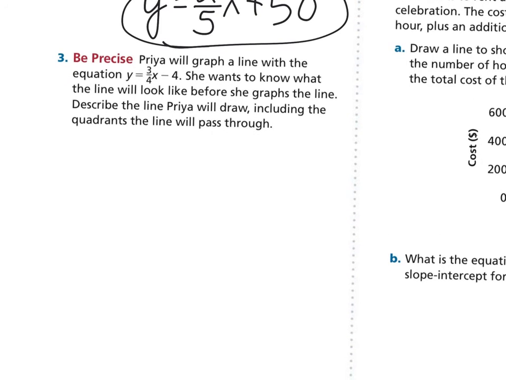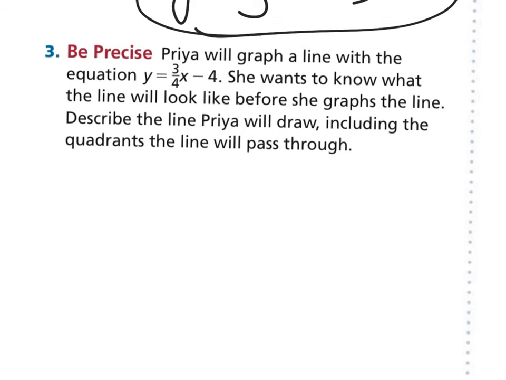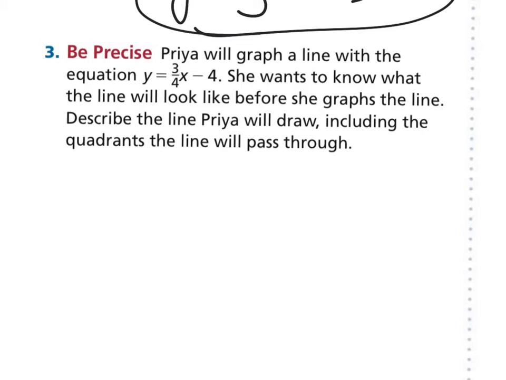Number 3, Priya will graph a line with the equation y equals 3/4 x minus 4. She wants to know what the line will look like before she graphs the line. Describe the line Priya will draw, including the quadrants the line will pass through.